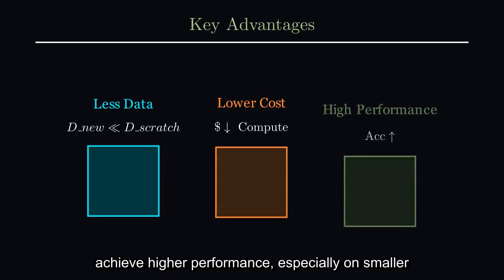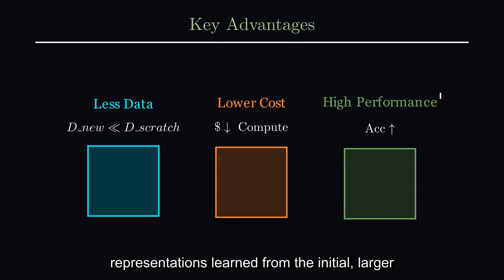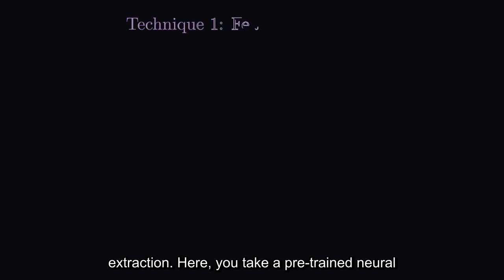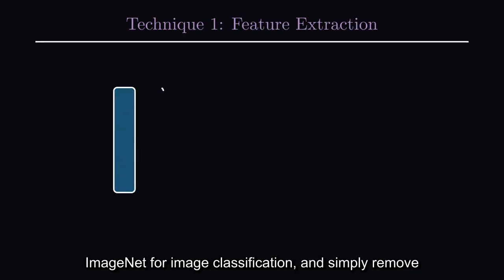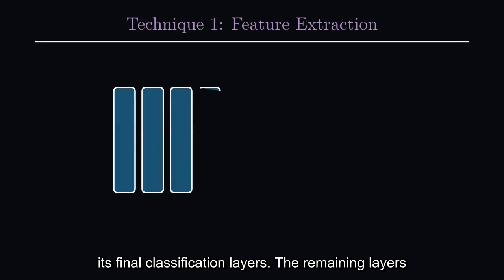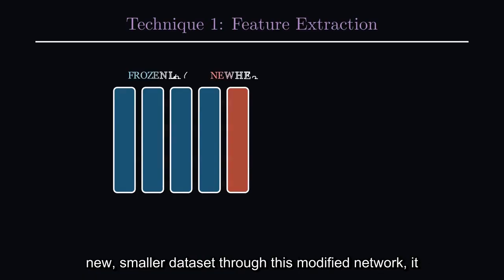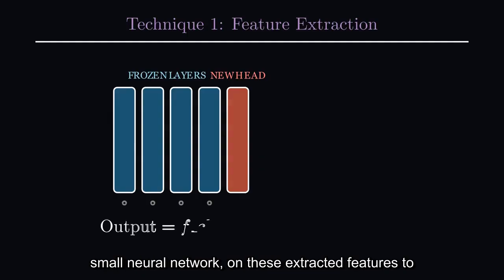One primary technique in transfer learning is feature extraction. Here, you take a pre-trained neural network, typically trained on a massive dataset like ImageNet for image classification, and simply remove its final classification layers. The remaining layers act as a powerful feature extractor. When you feed your new, smaller dataset through this modified network, it outputs rich, high-level features. You then train a simple classifier, like a logistic regression or a small neural network, on these extracted features to solve your specific task. The pre-trained network's weights remain frozen.